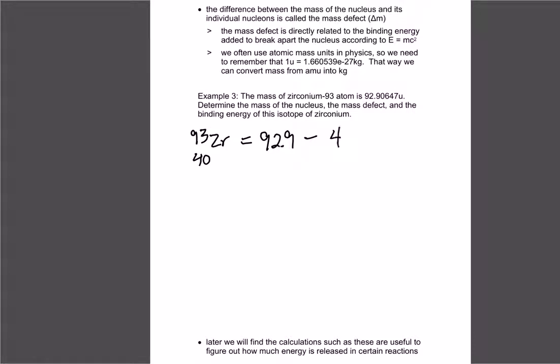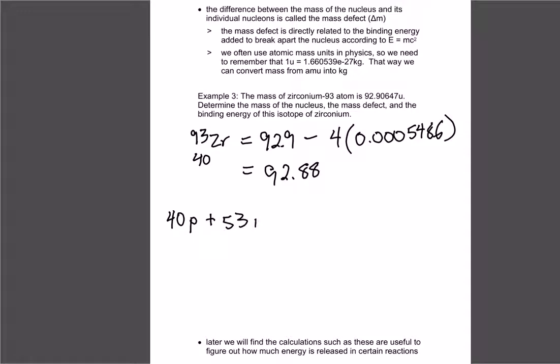We have to actually subtract 40 electrons, and the atomic mass of electrons on that previous page was 0.005486. So we just have to subtract that to figure out what the mass is with just the nucleus, which it turns out to be 92.88, rounded off. So now what we want to do is we know that's the total end energy, so now we want to figure out what the energy is before. So we have 40 protons plus 53 neutrons to give us a total of 93, and that mass plus some sort of energy is going to equal 92.88.